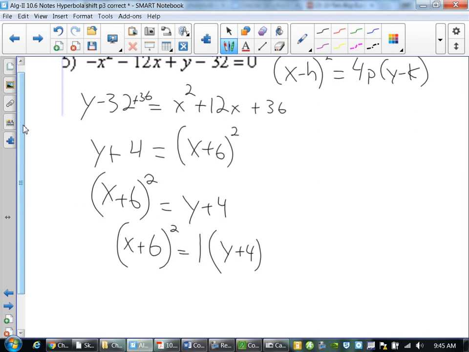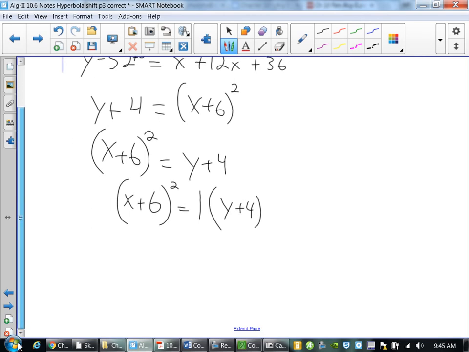Is it only 1 if there's like a number by y? Yeah, then you take out that number. If this number was a 2, I'd factor out the 2 and I'd get y plus 2, and so on. So what I'm doing here is taking the value of 1 and setting that equal to 4p, so that means my p value is 1/4. And then you go from there. Remember, the center isn't technically the center, it's the vertex. The vertex here is going to be at -6, -4.